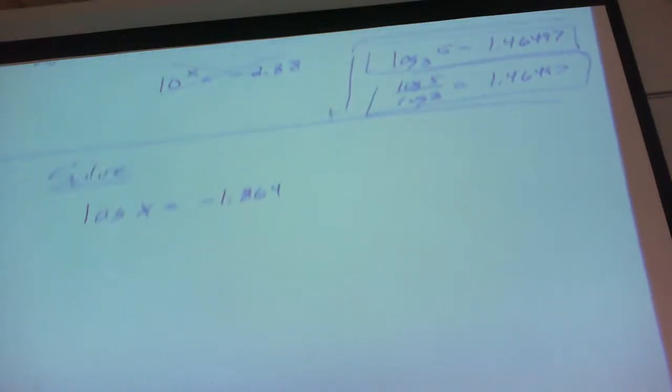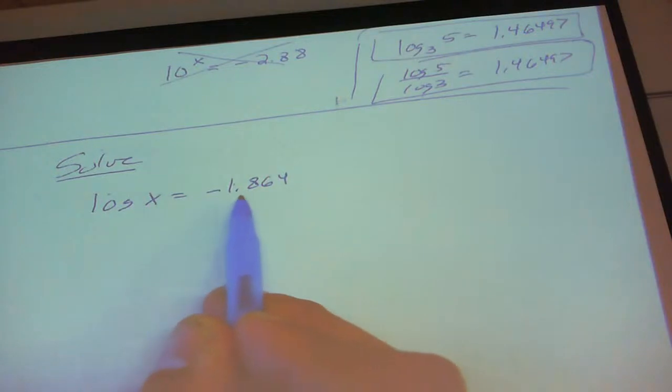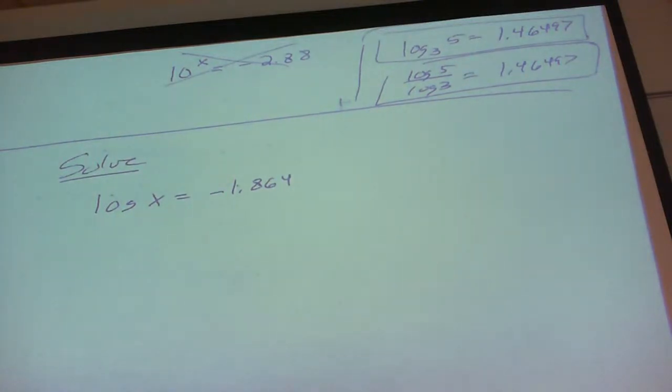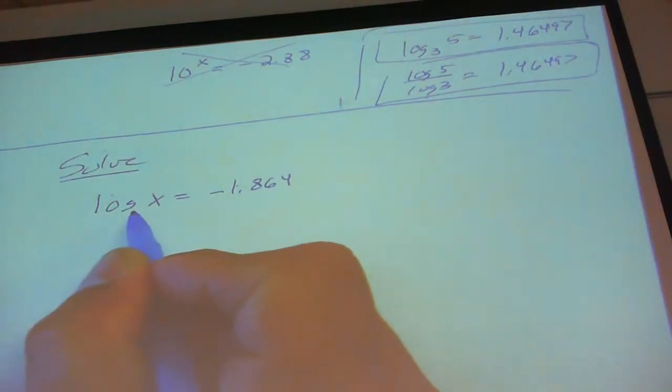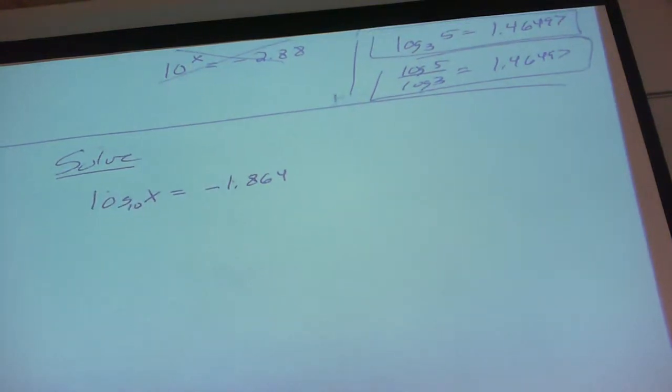So let's get back to this problem. If I had log of x equals negative 1.864, and I want to solve for x, what's the base? 10. Change it to an exponent and use your calculator. See if you can find where the key is in the calculator. So first, change it to an exponent, and then use your calculator. And then we'll even check it with the calculator.